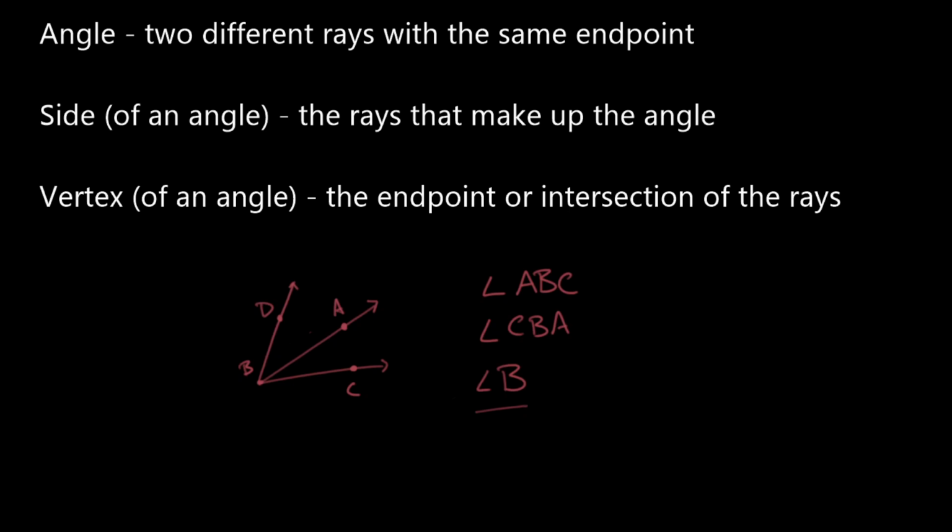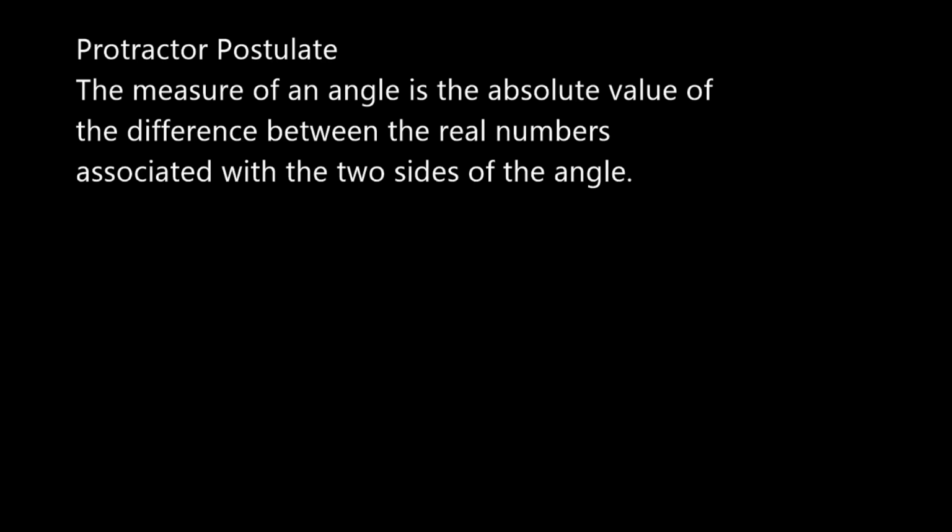So that's the definition. We can build off that then to talk about the protractor postulate. The protractor postulate is another one of these real basic ideas. If we remember what postulate means, it means one of these real basic facts that we're going to accept without proof. And what it says is that the measure of an angle is the absolute value of the difference between the real numbers associated with the two sides of that angle using a protractor.